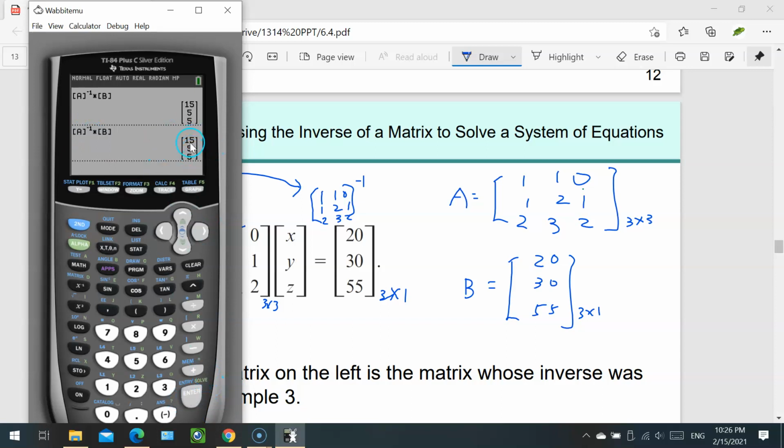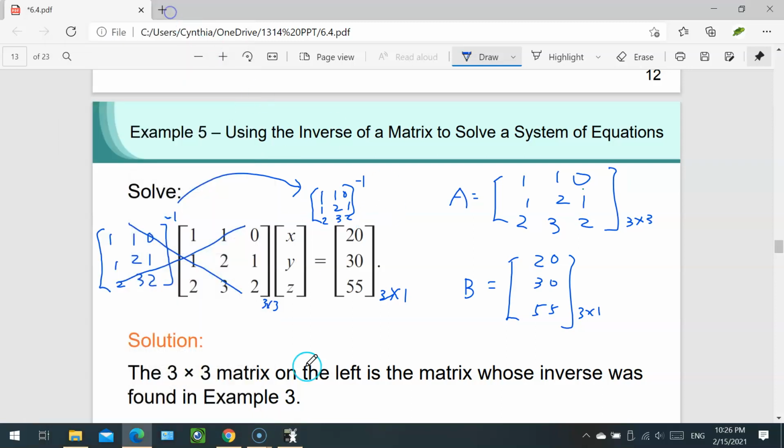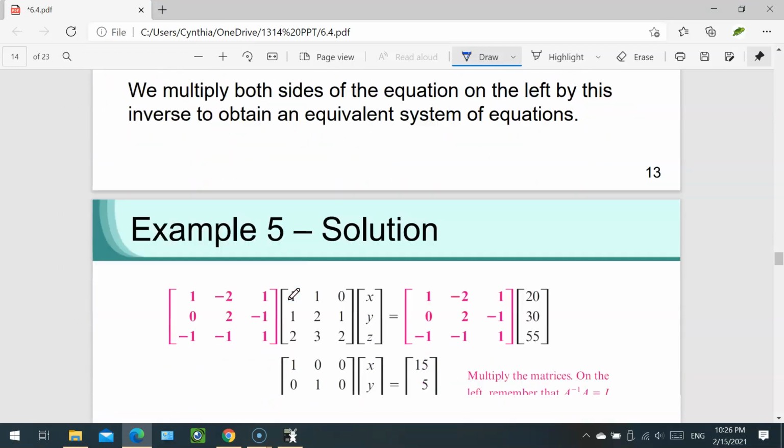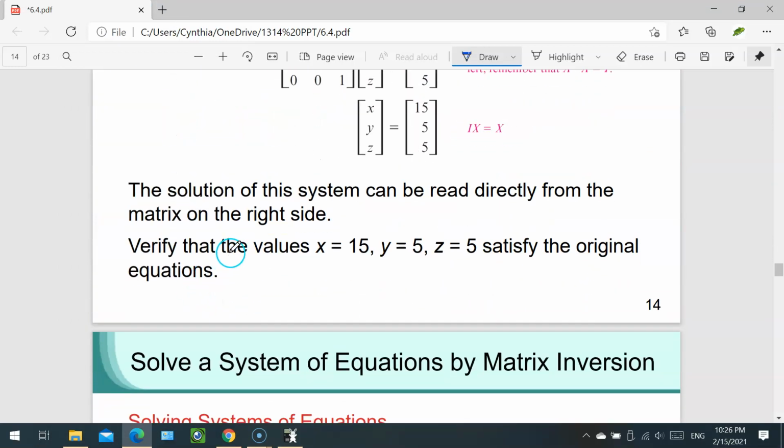So the result here shows us the X, Y, Z. So X is 15, Y is 5, and Z is 5. So with the calculator, everything will turn out so easy. When you have 2, 3 by 3, 4 by 4, 5 by 5, as long as you know the concept, how to use the inverse of the matrix to rearrange your equation, then you will solve for the unknown variable.